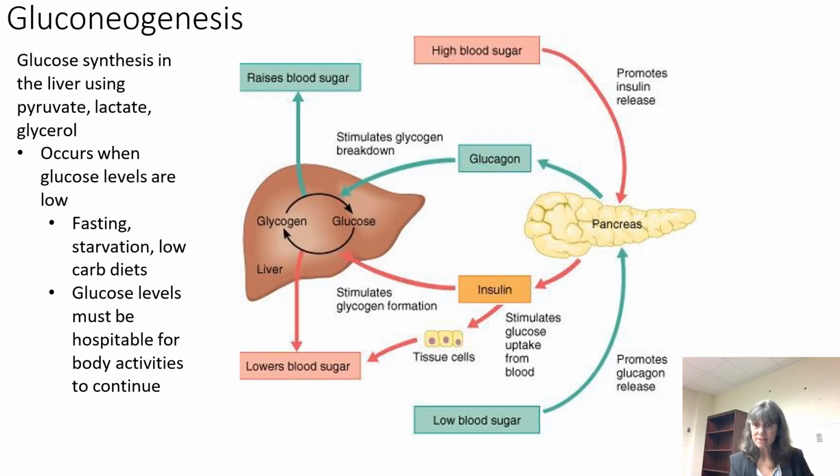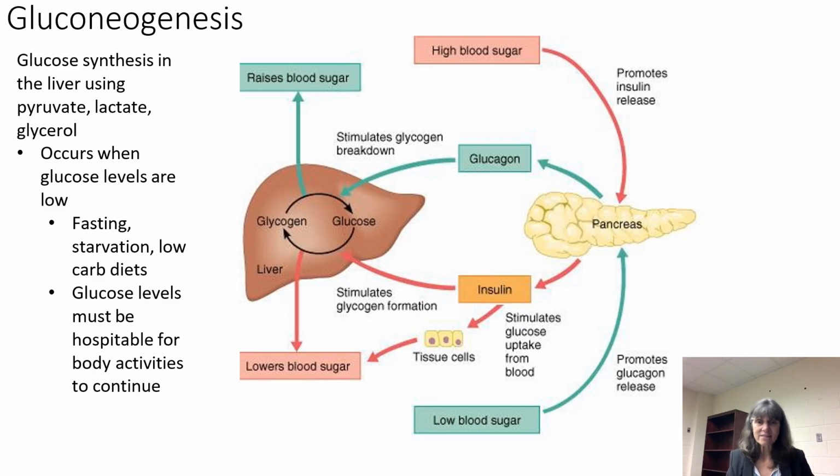Gluconeogenesis is the process of creating new sugar. And glucose synthesis normally occurs in the liver, by the liver utilizing other molecules and taking pieces from those molecules to make glucose. So it normally uses pyruvate, lactate, and glycerol to make new glucose molecules. This is going to occur when glucose levels are low.